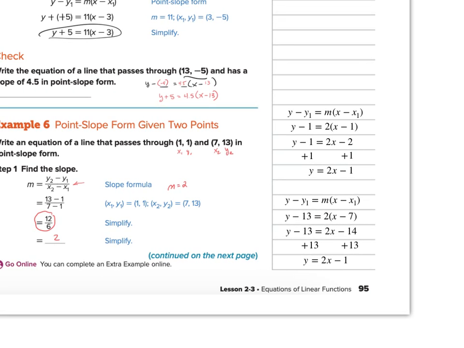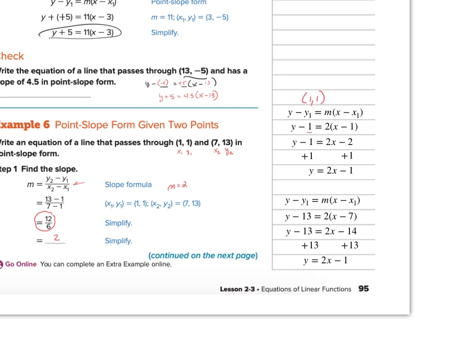Many students will say, well, which point do I use? It doesn't matter, it's the same equation of a line. So I used this example, and I used slope is 2. Okay, slope is 2. In the first example, I used point 1, 1.